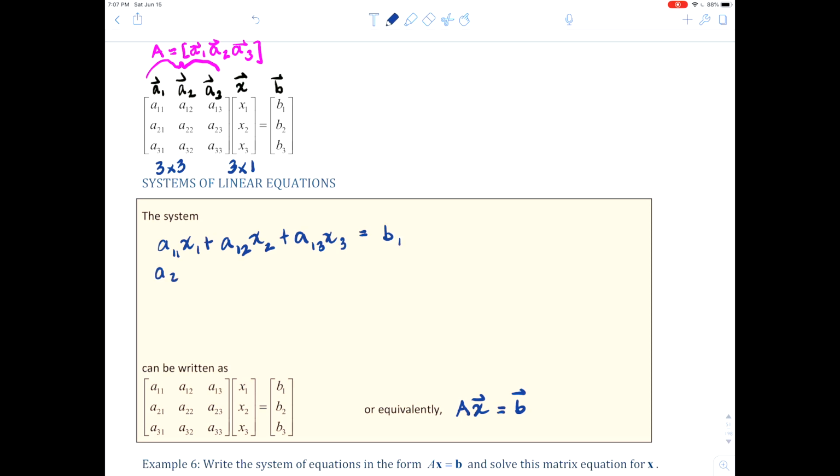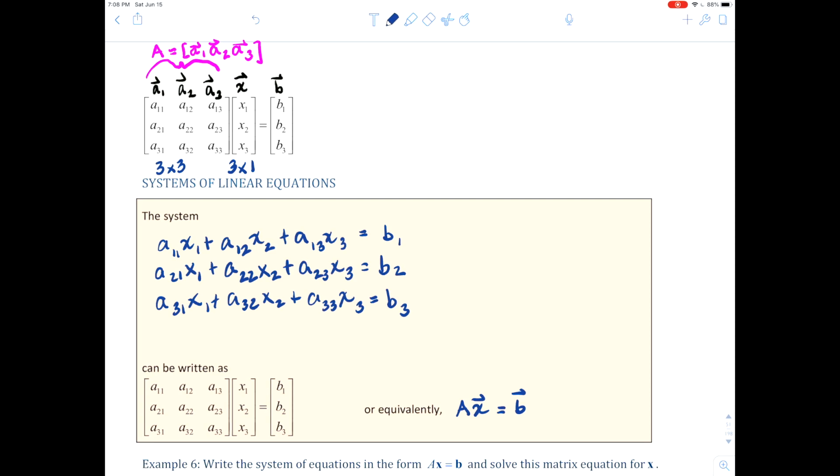And then A21X1 plus A22X2 plus A23X3 is equal to B2. And A31X1 plus A32X2 plus A33X3 equals B3.